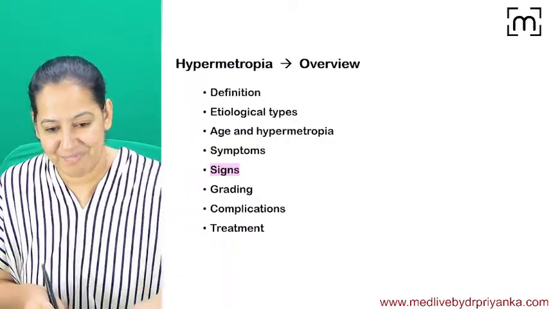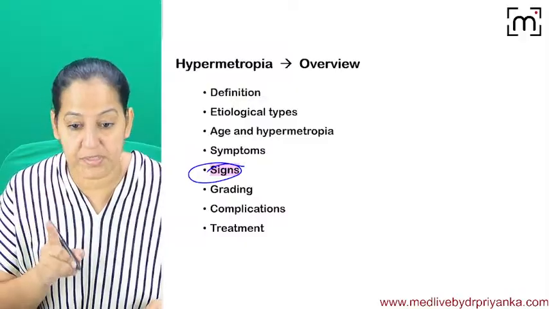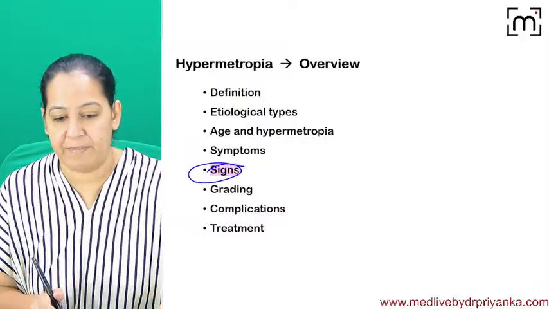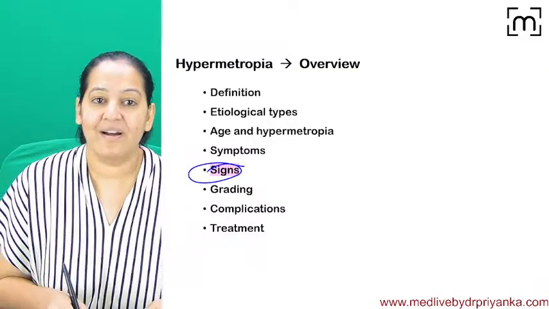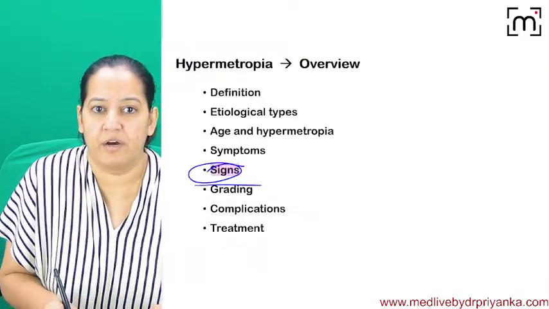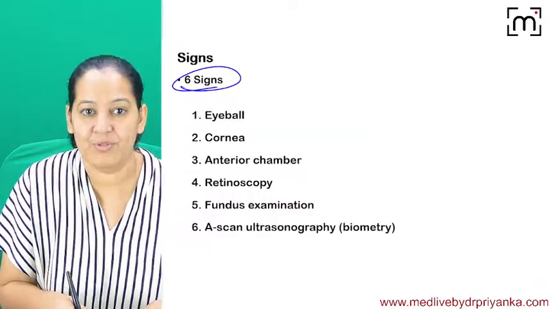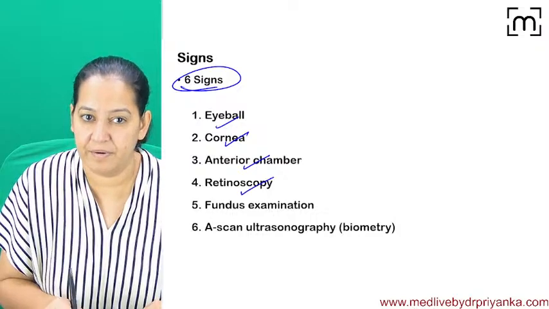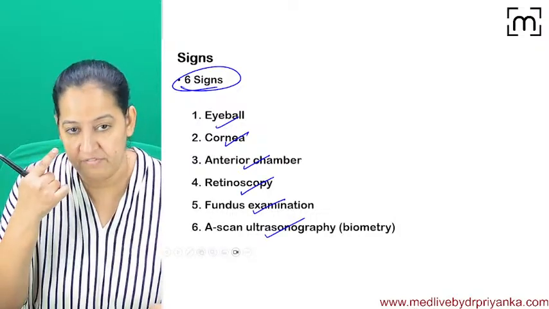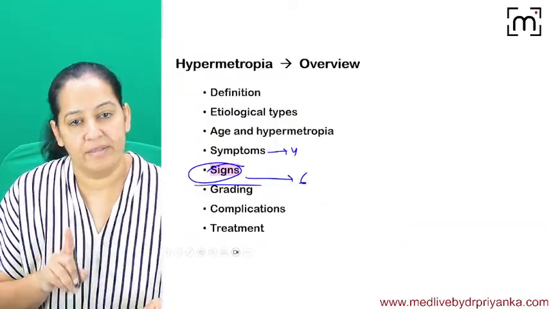So symptoms are done, people, but more importantly are signs, on which you frequently get MCQs as well as questions. Signs are more important. So let's start the signs of hypermetropia. There are 6 signs you have to learn. So there are 4 symptoms and there are 6 signs. They are in front of you: comment on eyeball, cornea, anterior chamber, retinoscopy, fundus examination, and A scan USG, ultrasonography. We do various types of USGs. I will explain all of them in the diagnostic techniques. So these are the 6 signs.